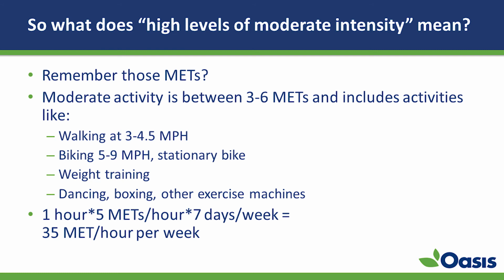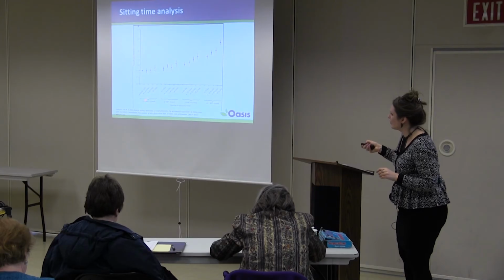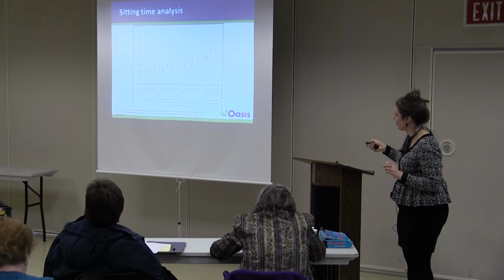And so to get to that 35 MET hours per week that we show on this chart is this quartile. That's a lot of exercising. That's the point. That's 1 hour every single day of the week, or a total of 7 hours a week at that moderate intensity level. So that's kind of a lot. So that's what these quartiles represent.